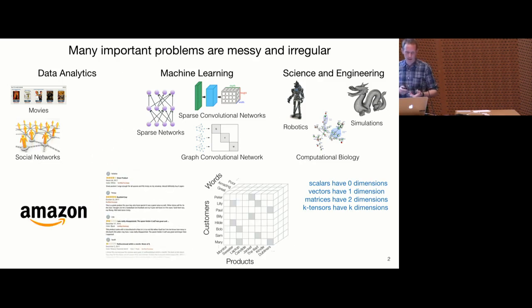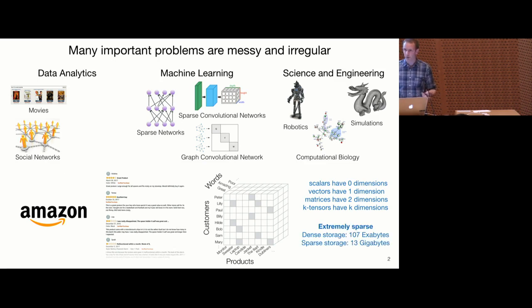So here's one example. This is an Amazon product review data set. You have a three-dimensional tensor here, and in this tensor you have three modes or dimensions. One of them has all the customers on Amazon. Another mode has all the products on Amazon. And the third dimension has all the words in the English language. And there's a non-zero in this tensor if that word was used by that person to review that product. So you might imagine it's a very sparse tensor. And it is very sparse.